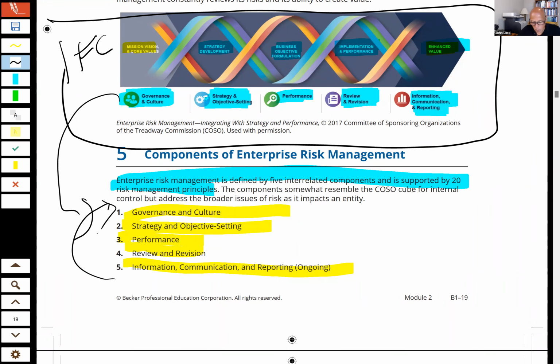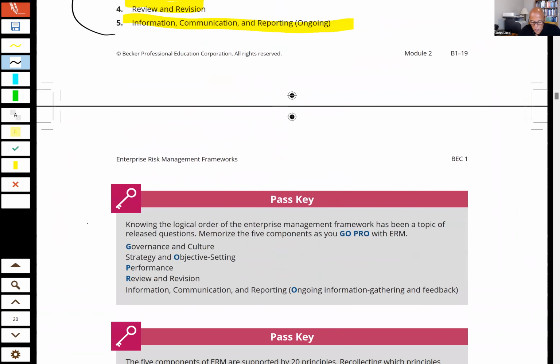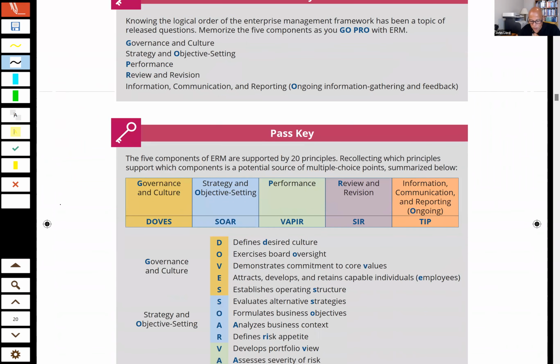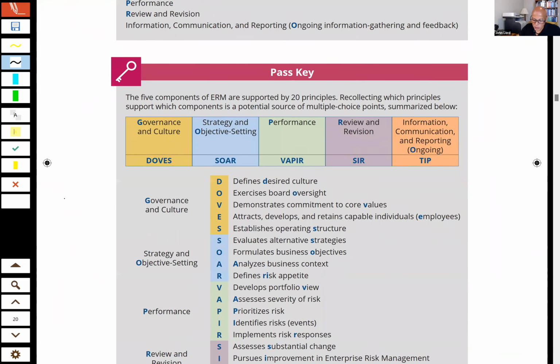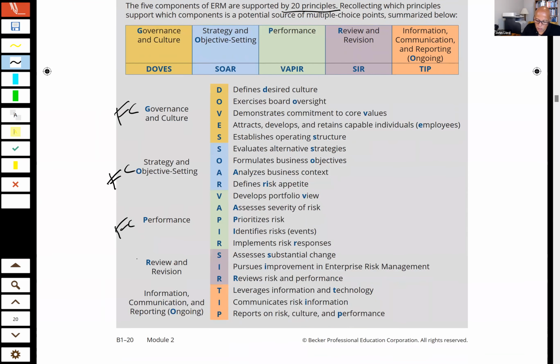Now, when you come over to the next page, they start giving us, for each of the five objectives, the principles that are associated, okay? And I'm going to ask you guys to just flashcard the principles that are associated with each of the five components. We're gonna talk a little bit about these here, I want you to go ahead and flashcard them. They give you a mnemonic here, which is dubs, soar, viper, sir, tip.